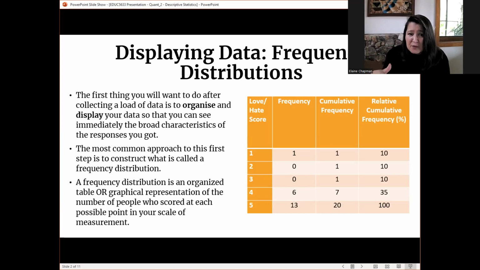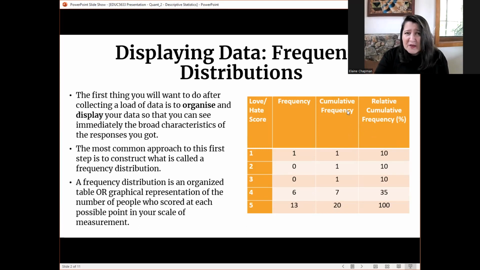That person is the only person who gave a score value of 1. Nobody put 2, nobody put 3. Six people responded with a value of 4, and 13 people gave a score of 5, which indicated they, of course, love my statistics classes. So we have one score value there that seems to be quite different from all the other score values in our group.